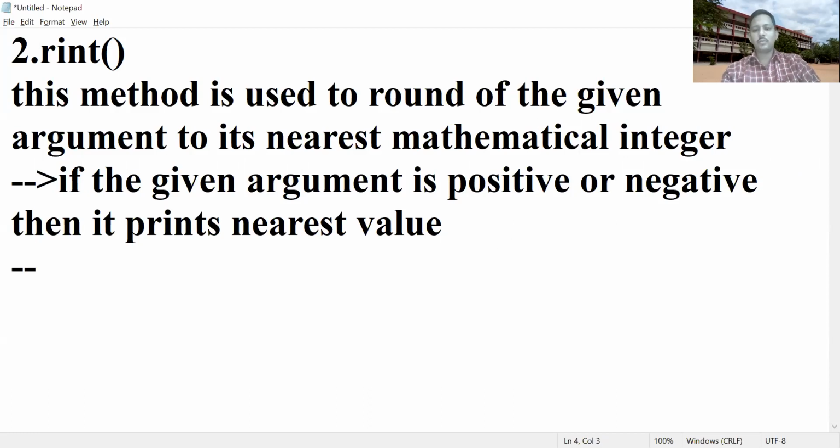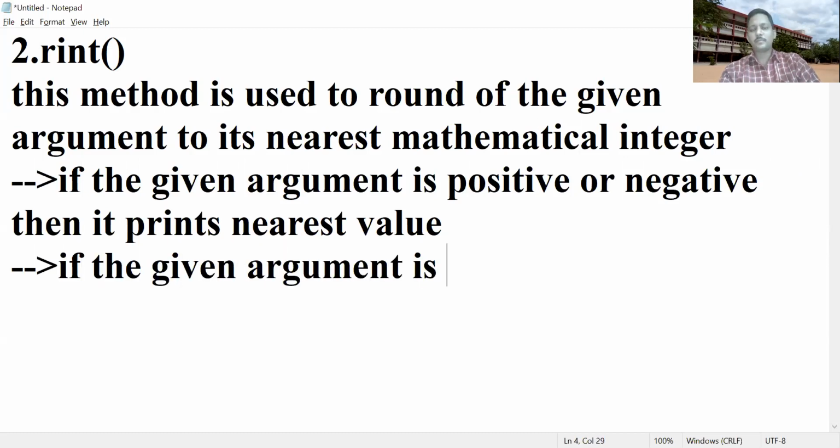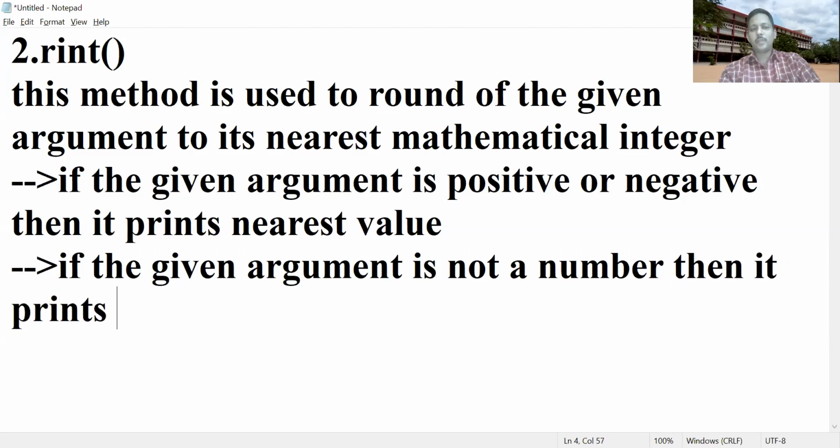Second point. If the given argument is not a number, then it prints not a number only. If the given argument is positive or negative infinity, then same result we will get. Like what is your input, that is only we are going to get as output result. So this is about rint method. Open your BlueJ. Practically I will explain.